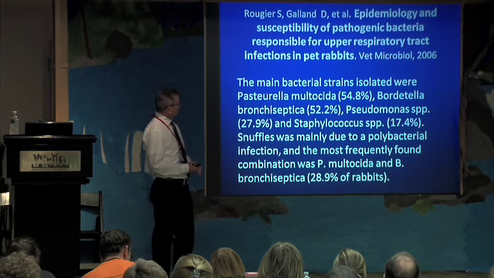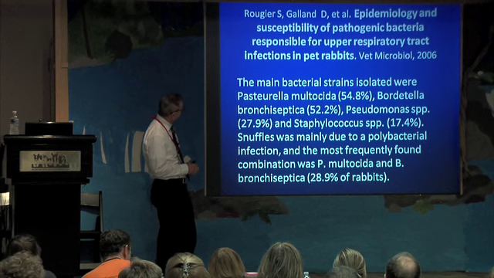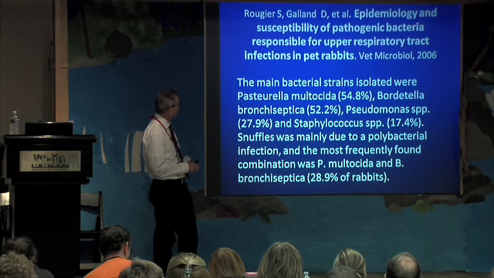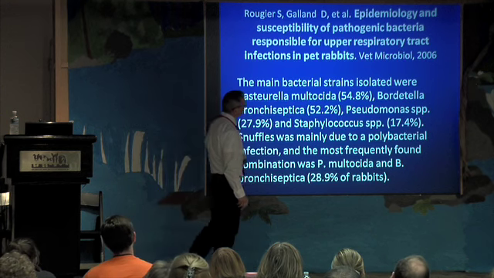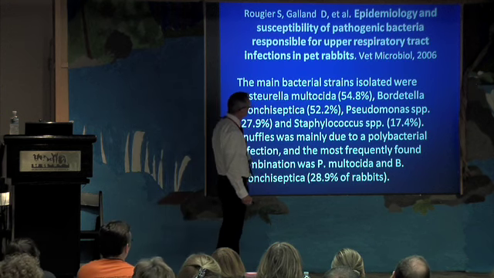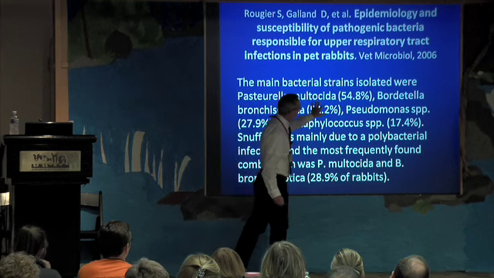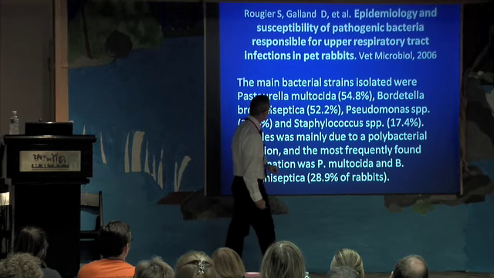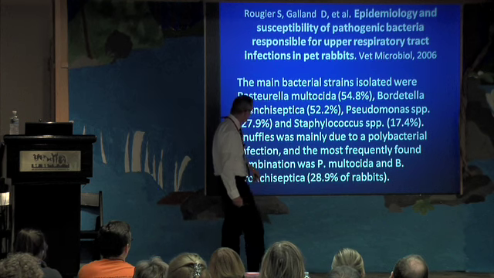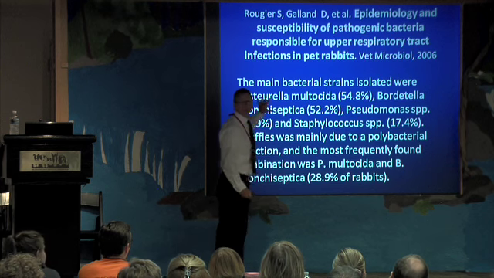This paper out of Veterinary Microbiology from 2006 looked at the epidemiology and susceptibility of pathogenic bacteria responsible for upper respiratory tract infections in pet rabbits. So basically, this is a culture microbiology journal. They're looking at the culture results from these deep nasal cultures in rabbits. Not surprising, Pasteurella multocida 54.8%, but right behind it is Bordetella bronchoseptica, and then Pseudomonas and then Staph. They also found that many times there was not just one of these, but several of them.